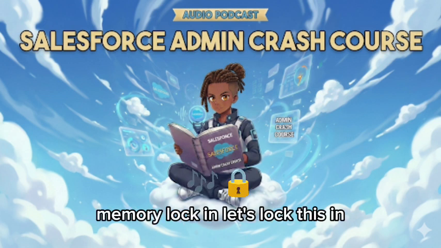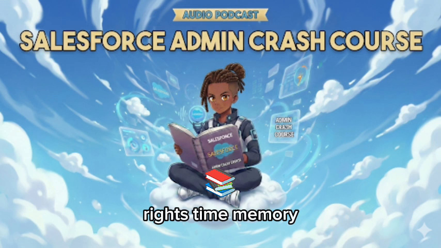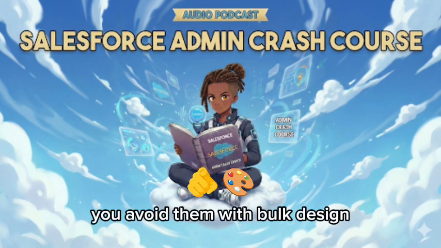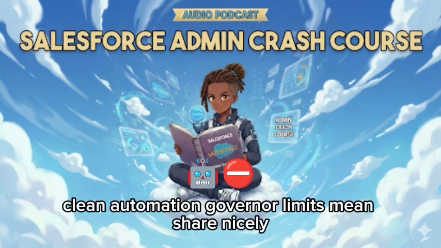Section 10. Memory lock-in. Let's lock this in. Limits control queries, writes, time, memory. You avoid them with bulk design, efficient flows, async jobs, clean automation. Governor limits mean share nicely.